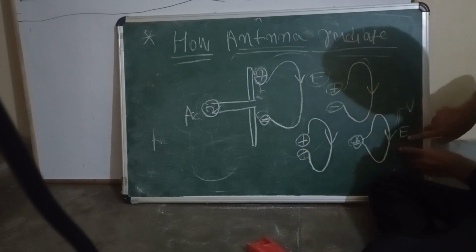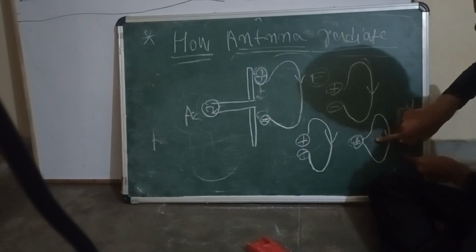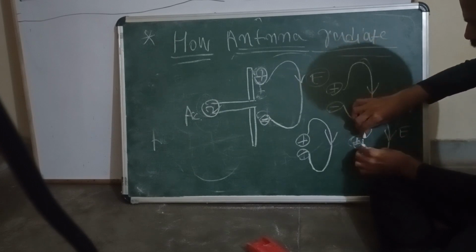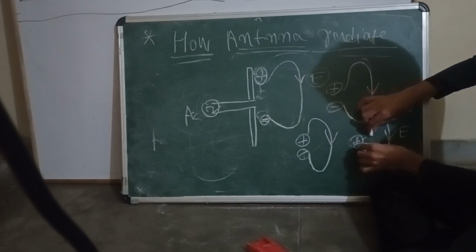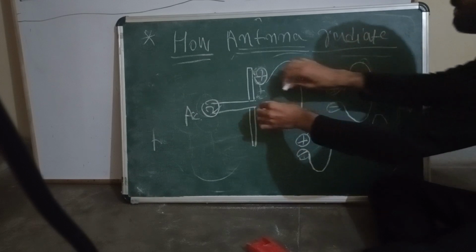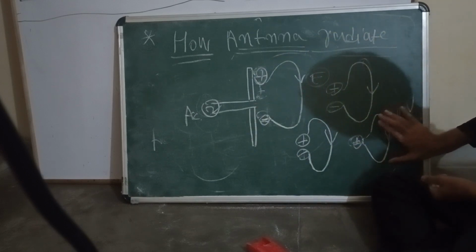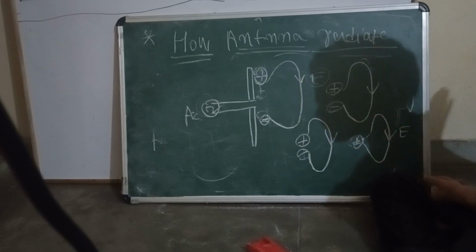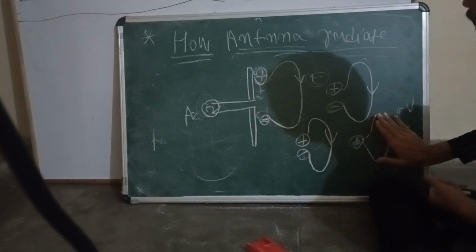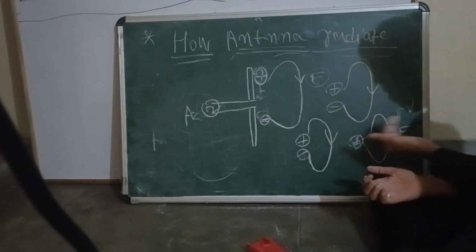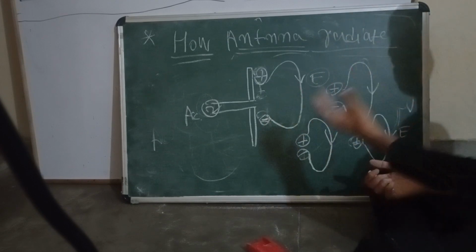See, the electric field forms a closed loop when there is a neutral charge. When the net charge is zero, there is a formation of a closed loop electric field, which will get detached from this antenna. So this is my electric field, and it will get detached from this antenna. This is how the antenna radiates.